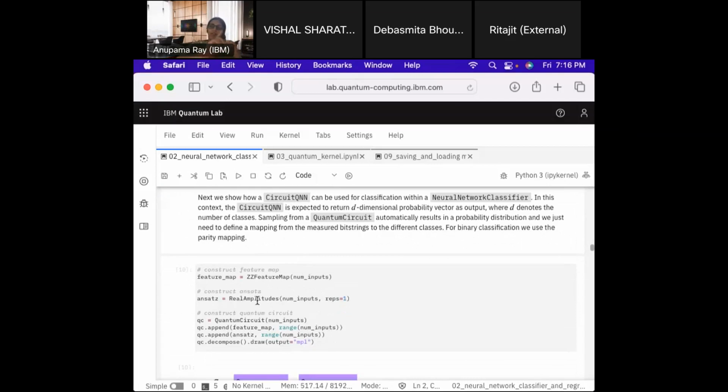So first step, you have to construct a feature map. Here we are using the ZZ feature map. We take our classical data and use the ZZ feature map to load it into quantum states, and then we construct our ansatz. Here there is a function called RealAmplitudes.